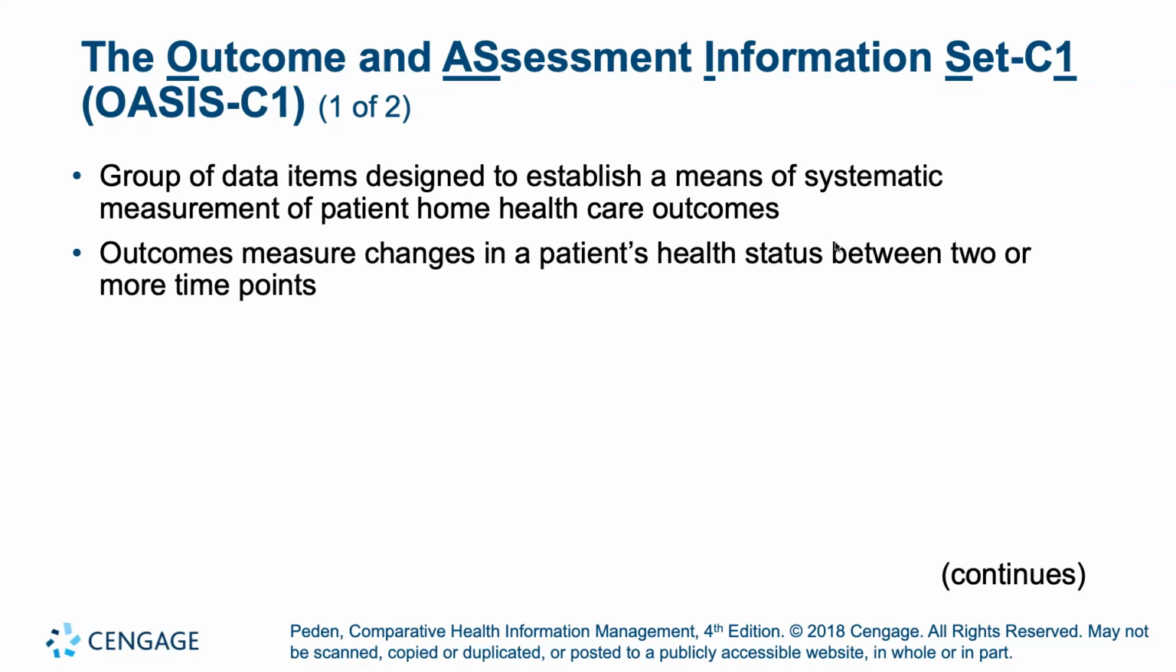Okay, so what is OASIS? It is a group of data elements designed to establish a means of systemic measurement of patient home health care outcomes. Outcomes measure changes in patients' health status between 2 or more time points. So what they're really trying to do with OASIS is they're trying to say, okay, here's the patient and their condition and all of their issues and all of the care that they're receiving.